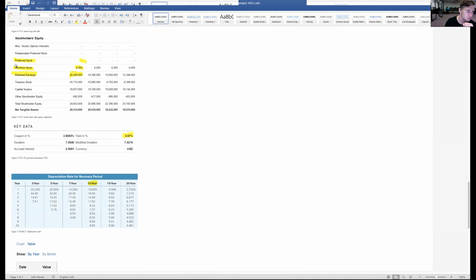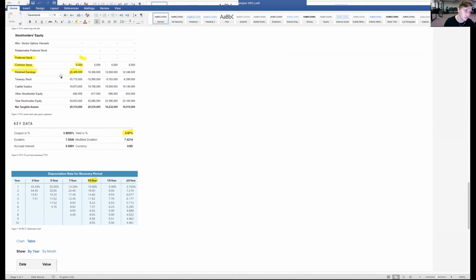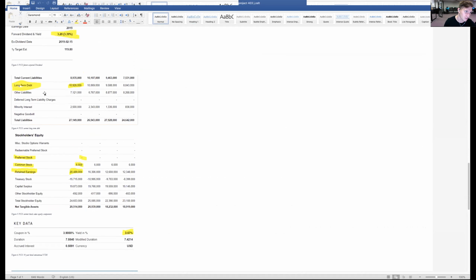Then we jump into the stock, the equity side of things. On the book value equity, they have no preferred stock. They have common stock par value of 6,000, and they have retained earnings of 20,489,200. And all these numbers, by the way, are in thousands. So that's 6,000 times 1,000, and retained earnings is 20,489,000 times 1,000.